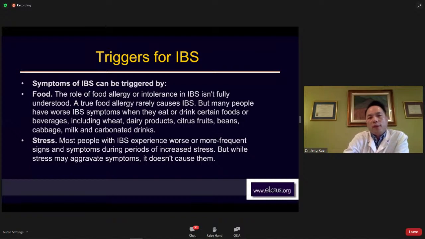All right, so stress. This is very straightforward, basically, as we mentioned in the beginning. Some people are more prone to get nervous or anxious, and that can affect their digestive functions.